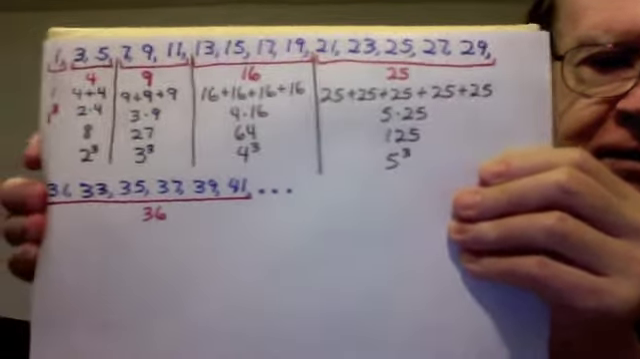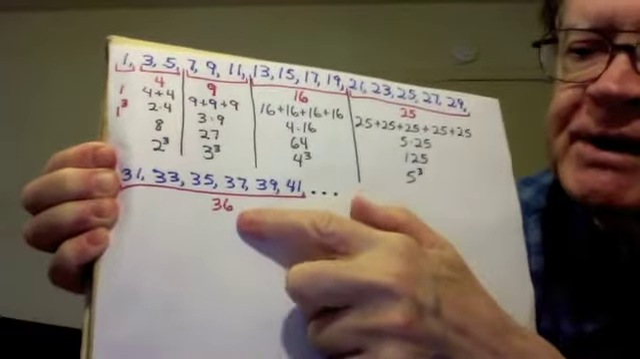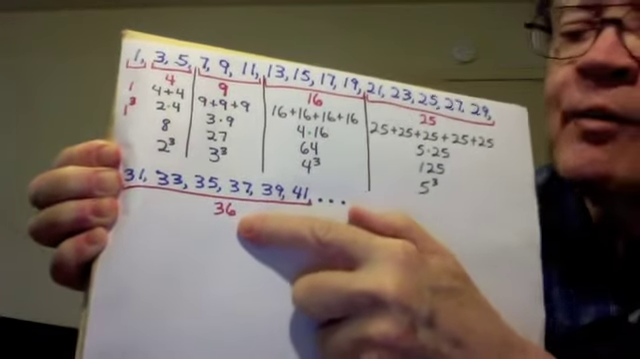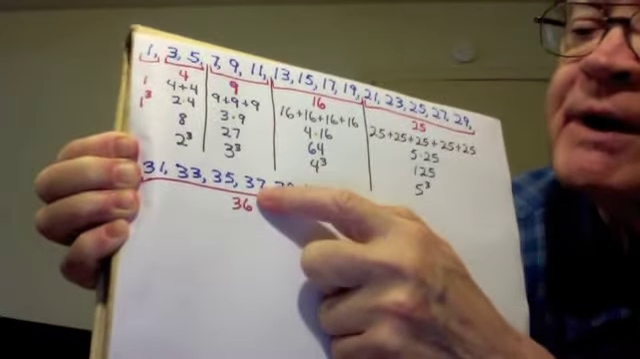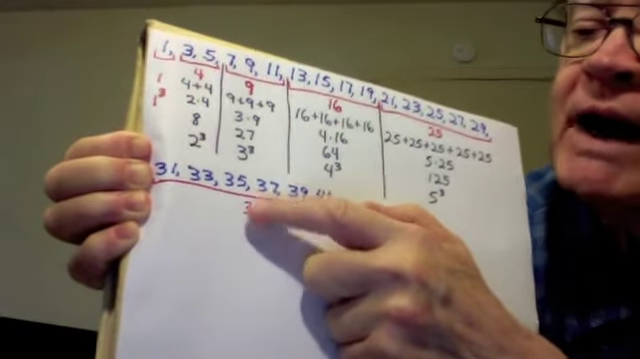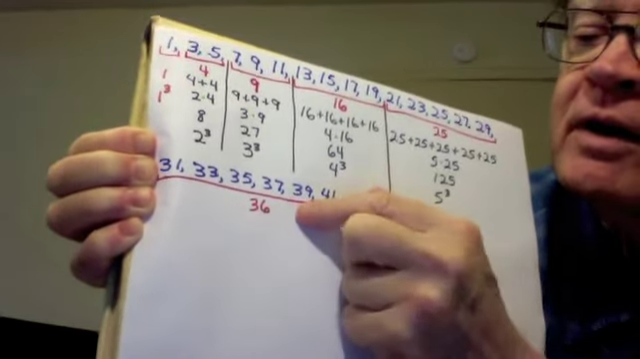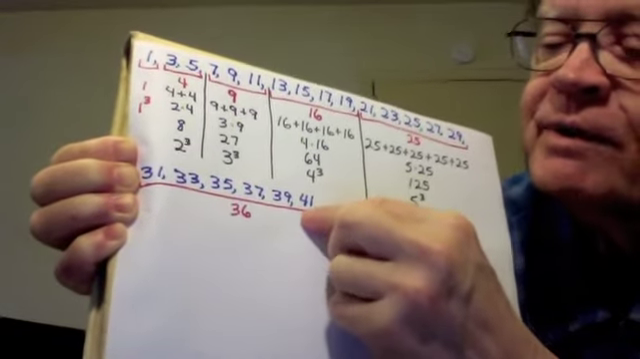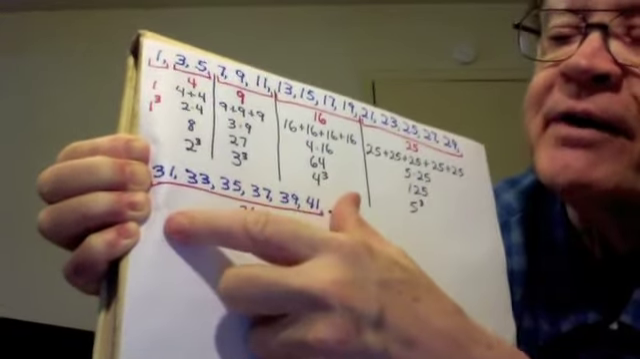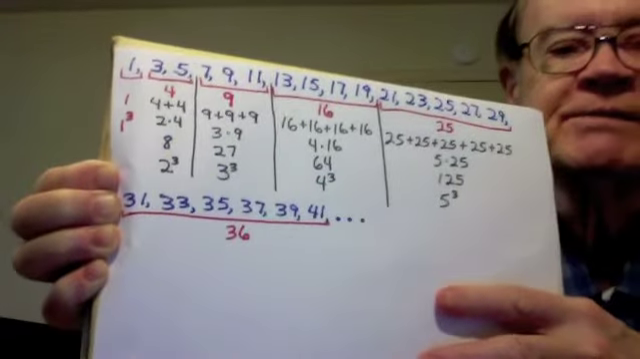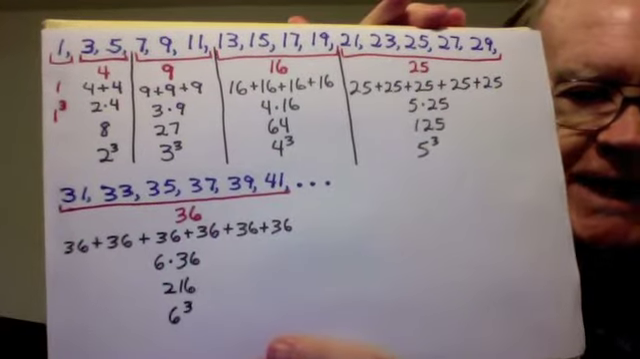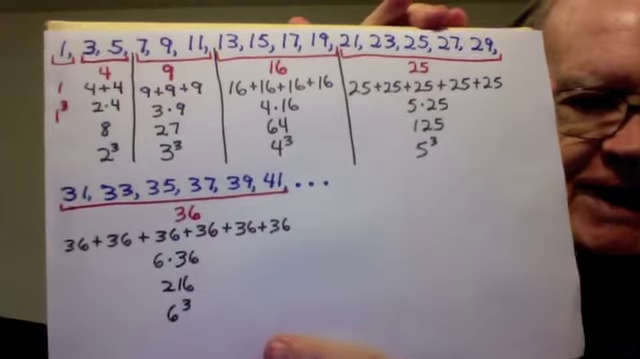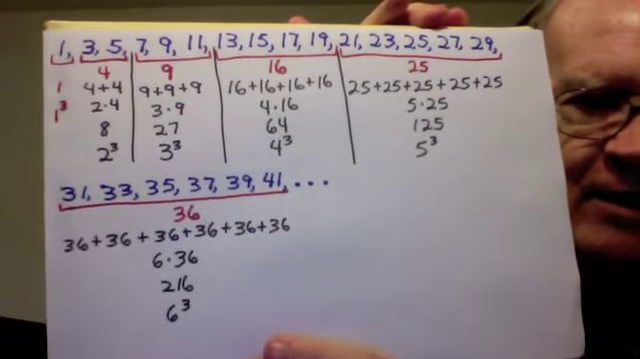And now for the next group, 36 is in the middle. We're going to add them. They might as well all be 36s, because we can make this one less and this one bigger. We can make this one 3 less, this one 3 bigger. This one 5 less, this one 5 bigger. Then they'll all be 36s. That's 6 36s, which is 216, which is 6 to the third power.